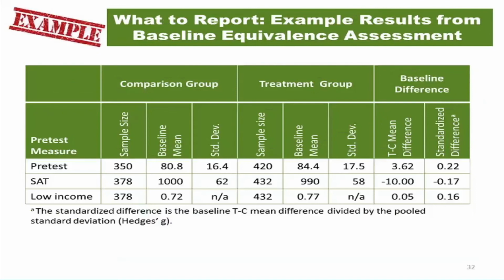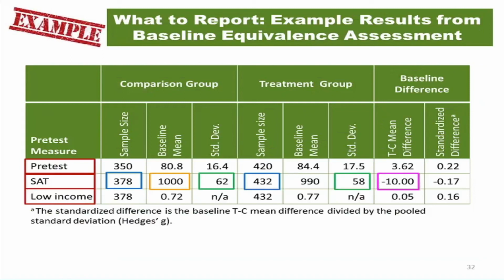And then here's a table that presents data on student-level baseline equivalence for 3 measures. For each measure, the table reports the number of students in the treatment group and the comparison group, the unadjusted sample mean for the comparison group, standard deviations for both the treatment group and the comparison group, the difference in the treatment and comparison means, and the adjusted mean for the treatment group, and the standardized difference or effect size at baseline.